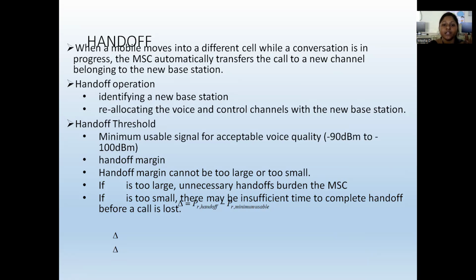When a mobile moves into a different cell while a conversation is in progress, the MSC automatically transfers the call to the new channel belonging to the new base station. Handoff operation: identifying a new base station, and reallocating the voice and control channel with the new base station. Handoff threshold: the minimum usable signal for acceptable voice quality is 90 dBm to 100 dBm. In handoff, we have some margin. It cannot be too large or too small. If it is too large, unnecessary handoffs burden the MSC. If it is too small, there may be insufficient time to complete handoff before the call is lost.